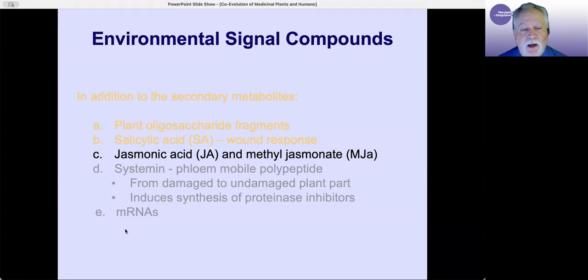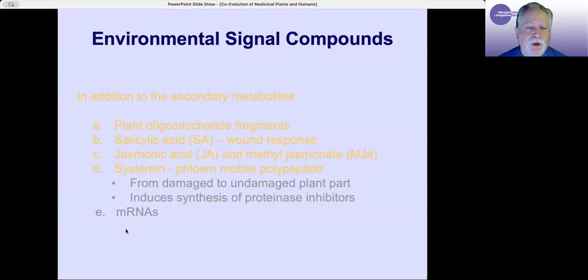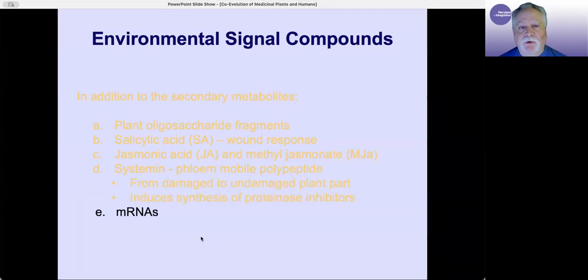And then we've got mRNAs, which are really a big hot topic in the field of plant signaling. These are small molecules that are used in gene expression, but they can also be used to signal throughout a plant system that something's going on.